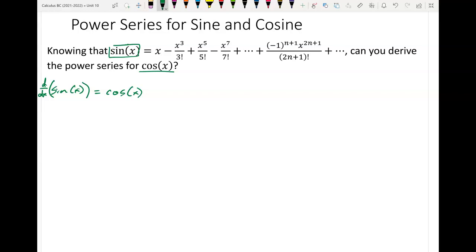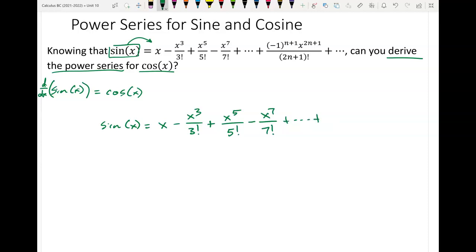Well then, if we know, and we saw this in a previous lesson, that sine of x is equal to this power series, can I use that power series to derive the power series of cosine? Now I know I gave it to you in the list, but I did say, hey, if you forget cosine, as long as you know sine, you can find cosine, because cosine is the derivative of sine. So if I say sine of x is equal to x minus x cubed over 3 factorial plus x to the 5th over 5 factorial minus x to the 7th over 7 factorial plus, and then we have that nth term, general term that we have over here.